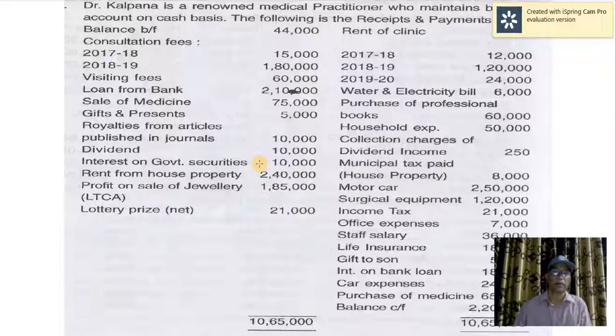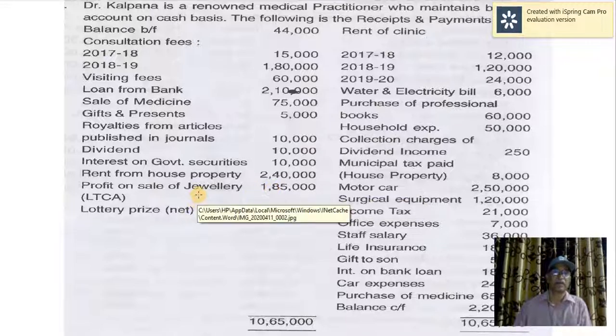Rent from house property, this falls under income from house property, so that will not be taken while computing professional income. Profit on sale of jewelry, it is clearly mentioned long-term capital gain, a capital asset, and gain arising on transfer of that asset is long-term capital gain. That also does not fall under income from profession, rather it relates to capital gains.